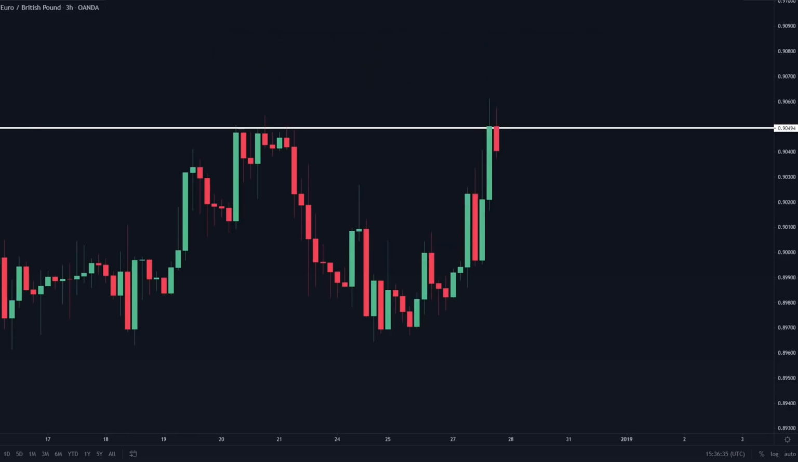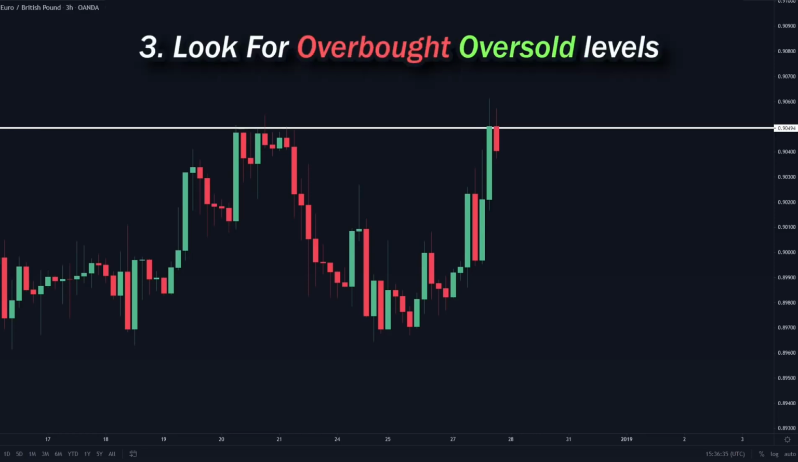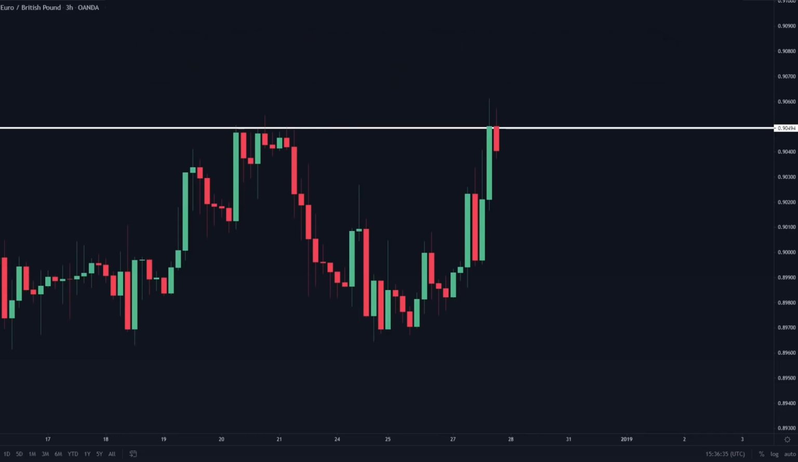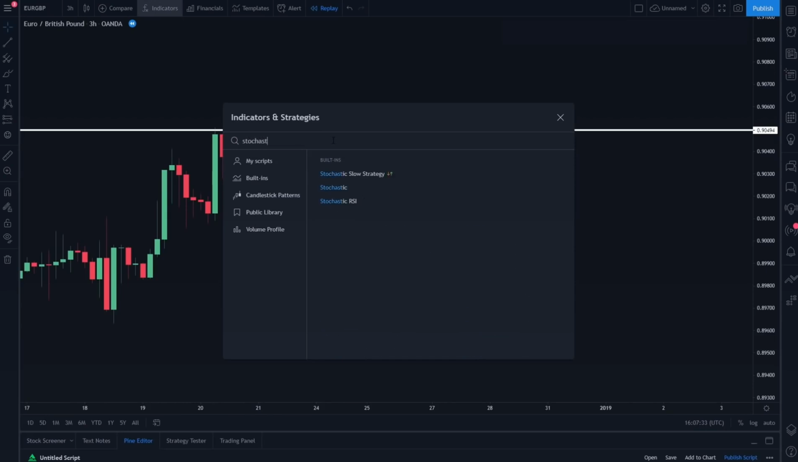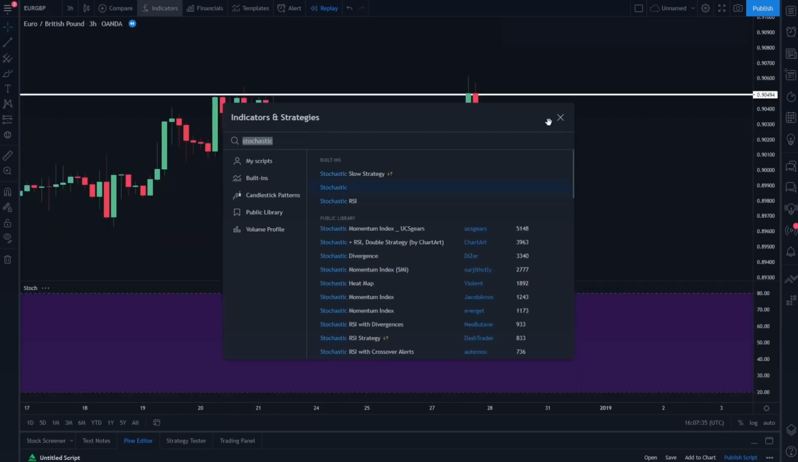But remember, you cannot just assume that a reversal will happen just because the price hits a key level, because price can always break right through. So we need to have extra confirmation to make sure that the price will actually reject this key level. And we can do that by looking for overbought and oversold levels with the help of the stochastic indicator. So first, go to the indicator section, type in stochastics, and apply it onto your chart.